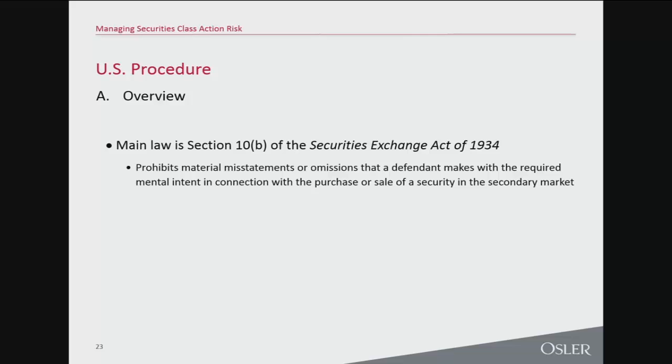I think I'll just highlight the differences between the U.S. and the Canadian procedure. In the United States, the claims that are based on secondary market purchases of securities are governed primarily by Section 10(b) of the Securities Exchange Act of 1934. And the major differences, I think, between the U.S. and the Canadian legal regimes here are that the U.S. statute requires the plaintiffs to plead and then ultimately to prove that there was fraudulent intent involved, and that can be either knowledge or extreme recklessness.